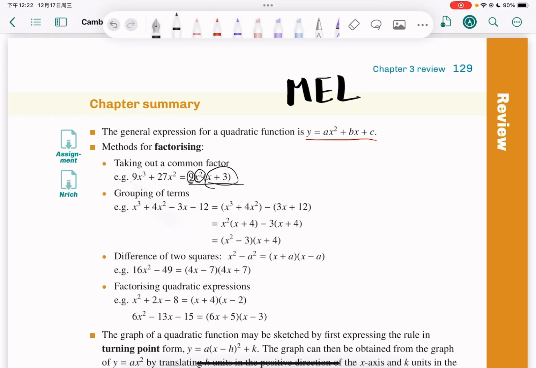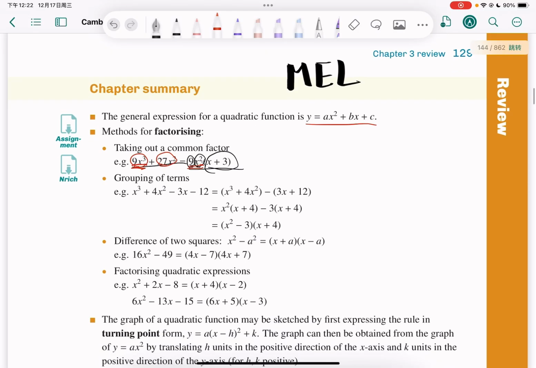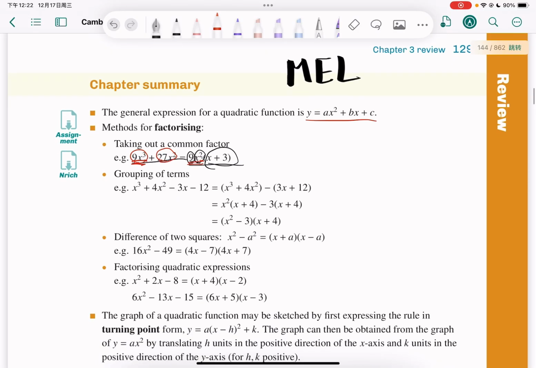So commonly, we take out the 9x squared because that's the common term in both. After we take the 9x squared out, the first term is left with x and the second term is left with x plus 3. Okay, so that is taking out a common factor. The second method we can use is grouping.